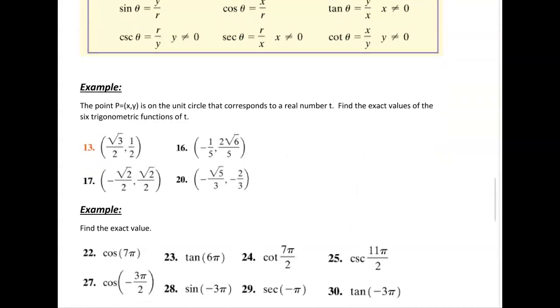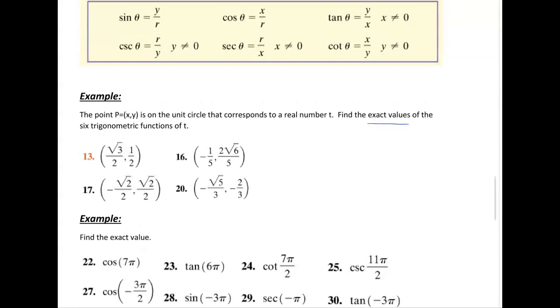So let's look at a few examples. We've got this point square root of 3 over 2, 1/2, and they're asking us to find the exact values for the 6 trig functions. So we're looking first for sine of theta. Sine of theta is going to be y divided by r. Well, we've got to figure out what the radius is first.